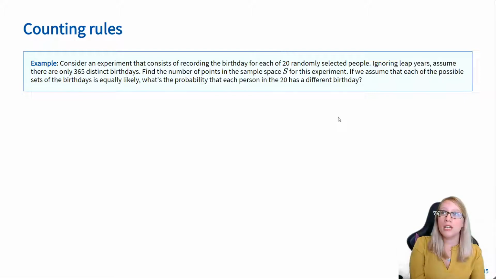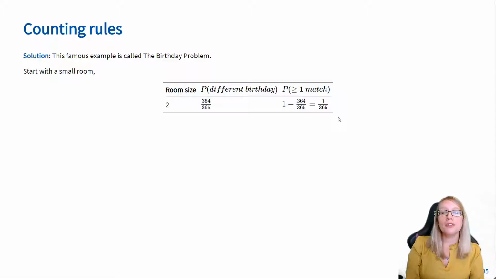If we assume that each of the possible sets of the birthdays is equally likely, what's the probability that each person in the 20 has a different birthday? Because we're looking at birthdays for person 1, person 2, person 3, person 4, we're going to end up using the MN rule to help us out. So this is a pretty famous example. This is called the birthday problem, and we'll work our way up to the 20.